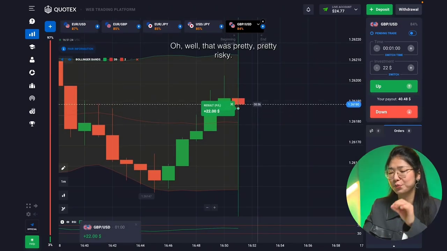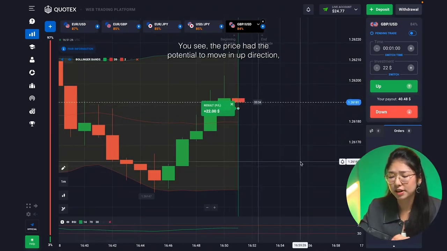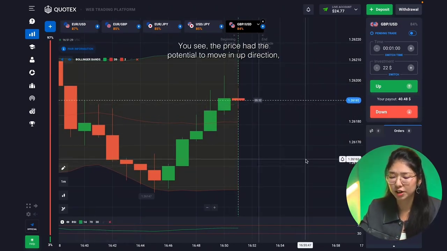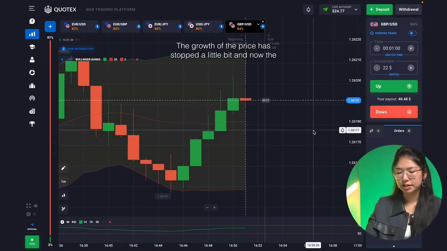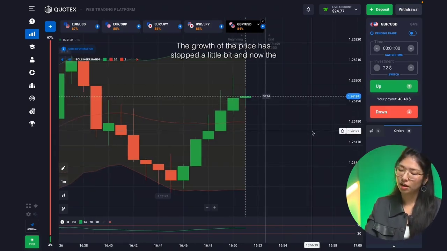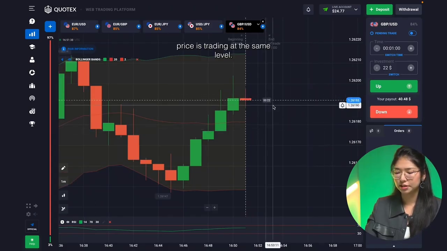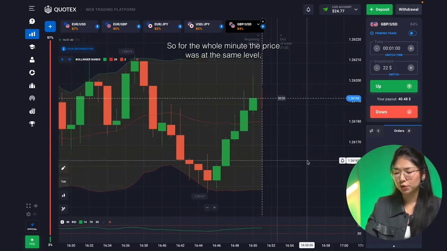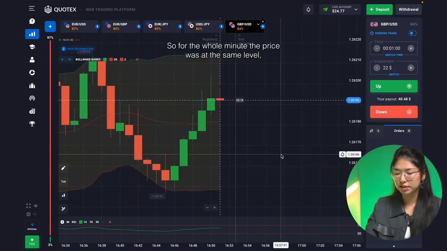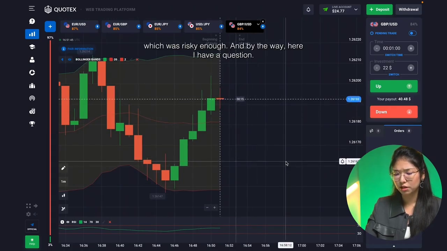Oh well, that was pretty risky. You see, the price had the potential to move in an up direction, but now the price has stopped a little bit. The graph of the price has stopped a little bit, and now the price is trading at the same level. So for the whole minute the price was at the same level, which was risky enough.